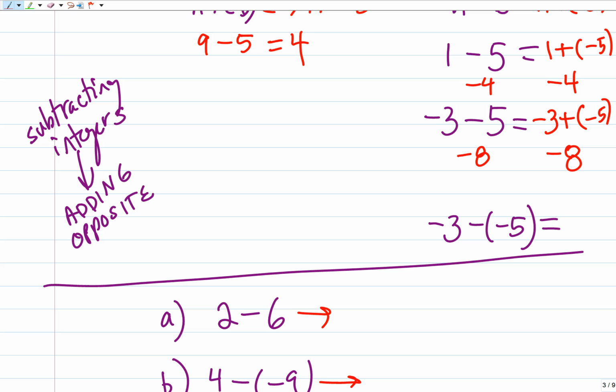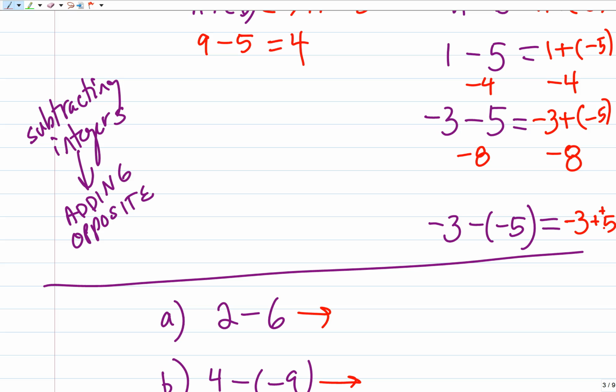What the hell am I going to do with negative 3 minus negative 5? Freak out, right? Because this is like, how do I start at negative 3 and take away a negative? This is complicated. Really hard to visualize, right? But I gave you a process that works when it's easy and will work when it's hard. So if I can change subtraction into adding the opposite, then negative 3 minus negative 5 becomes negative 3 plus a positive 5.